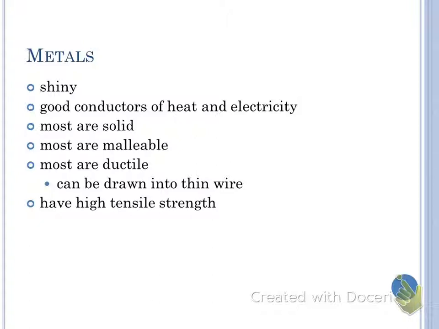Okay. To be ductile means it can be drawn into a thin wire. Okay, so it can be drawn and shaped into a thin wire. That's what ductile means. So what would be an example of a metal? Yeah, Braden? Copper. Copper wire. Very good. Okay, that's the most common example. Very good. Okay, and they have high tensile strength.